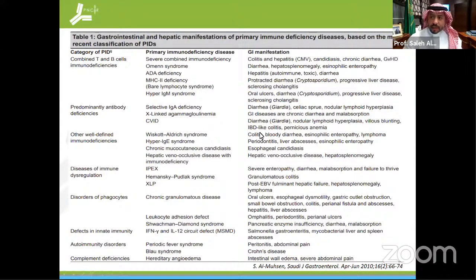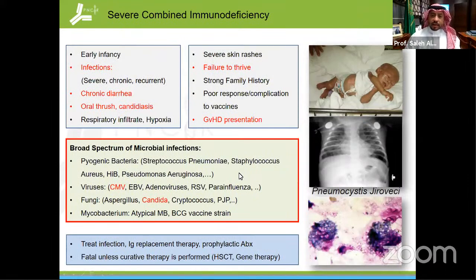Again, this table can summarize most of the disease phenotype and the GI manifestation that a patient might present with. Now let us take some of the examples that have been covered by Professor Abdullah, but I'd like to shed light on the GI manifestation of those types of deficiency. The common type of immunodeficiency we see in Saudi Arabia because of high consanguinity is severe combined immunodeficiency.